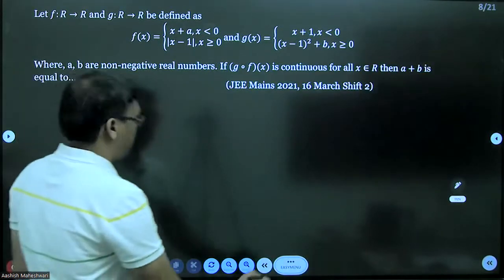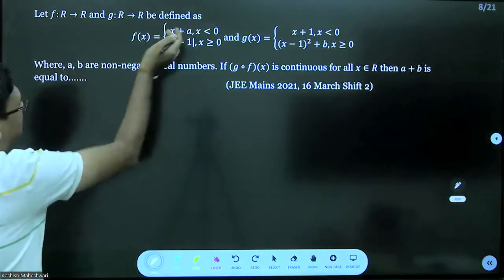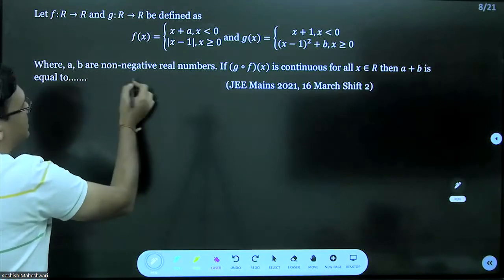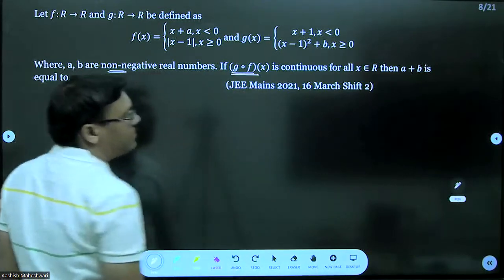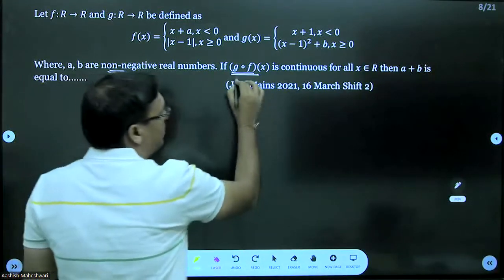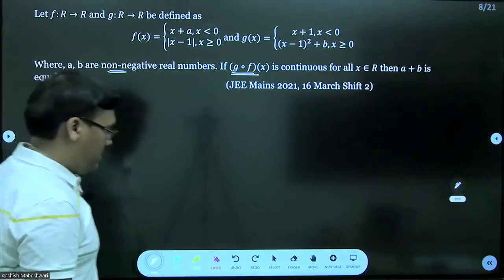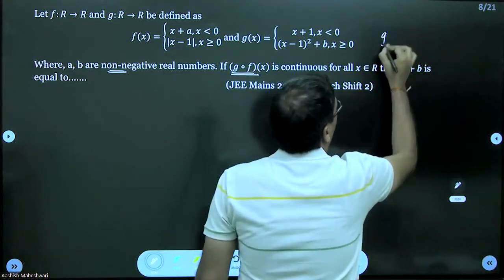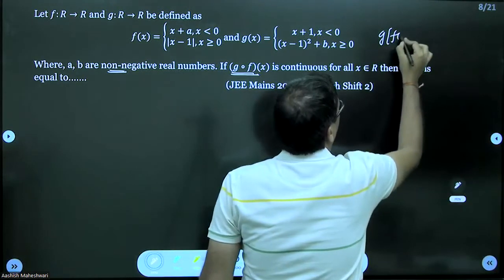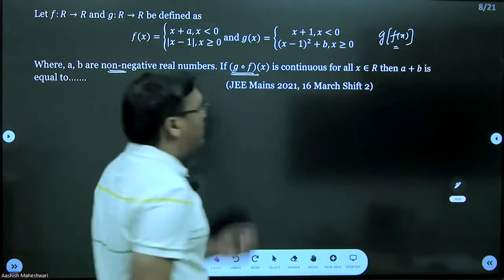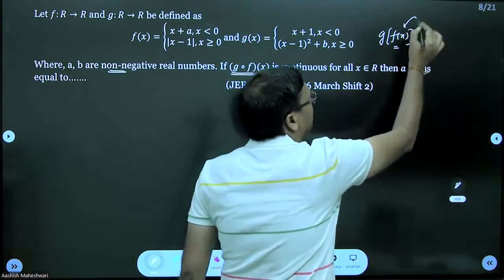Now let's move to the next question. Now here we have to discuss the continuity. See, f and g are defined, where a and b are some non-negative real numbers. If g of fx, now we have to talk about the composition, okay. G of fx is continuous for all x, then you have to find the value of a plus b. Now first you understand this, we have to check the continuity of g of fx function, okay. Now if g of fx has to be continuous, you can see here first fx has to be continuous.